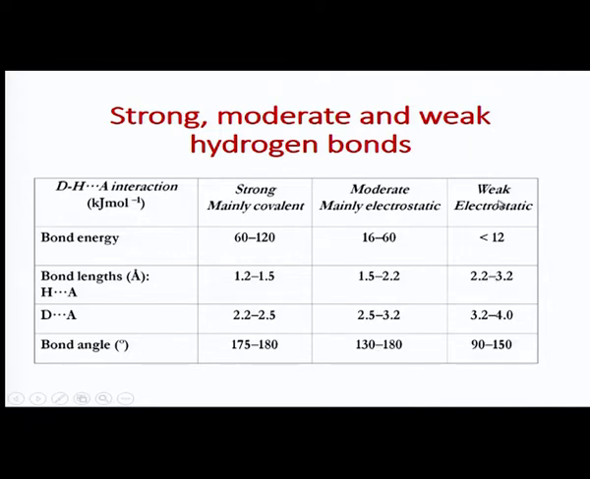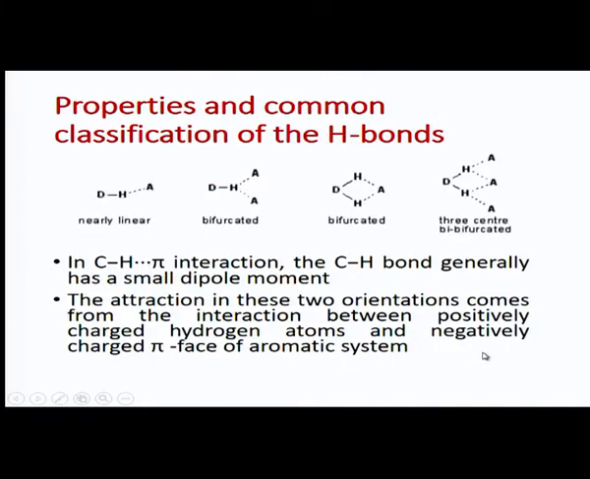Last one is the weak hydrogen bond. This is due to electrostatic nature. Here the bond energy will be lesser than 12 kilojoule per mole. The bond length, particularly the H...A acceptor distance, will be in the range of 2.2 to 3.2. Then the donor acceptor distance will be 3.2 to 4.0, and the bond angle subtended at hydrogen is 90 to 150 degrees. Now, let us see some properties and common classification of the hydrogen bonds.